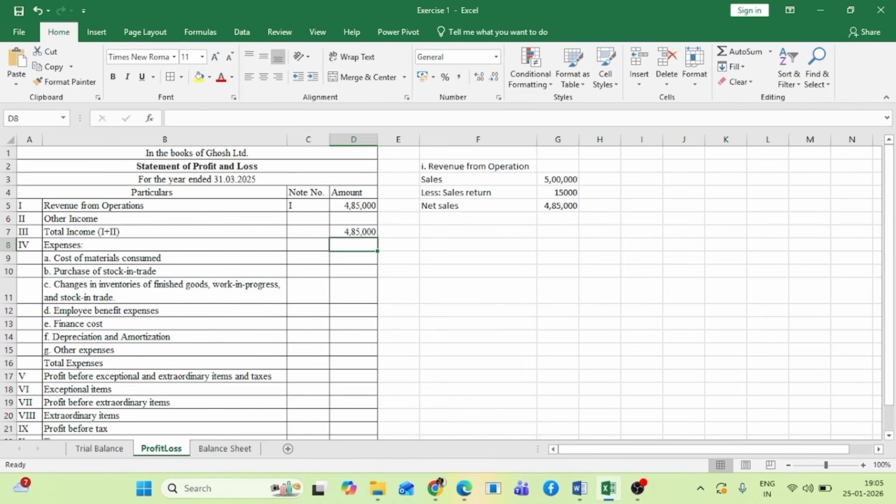Okay. Now coming to the expenses part, the first one is your cost of materials consumed. So in this case, there is no information regarding cost of material consumed, so I'll keep it as nil. Okay. Now coming to the purchase of stock in trade. So here the purchase amount is there. So I will write down the note, because along with the purchase, there is an adjustment of purchase return. So let me make it 2.